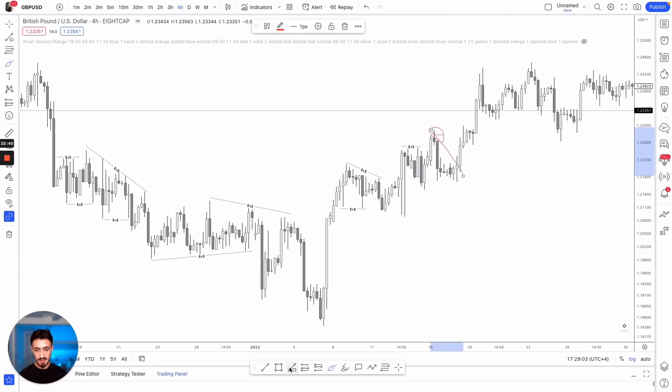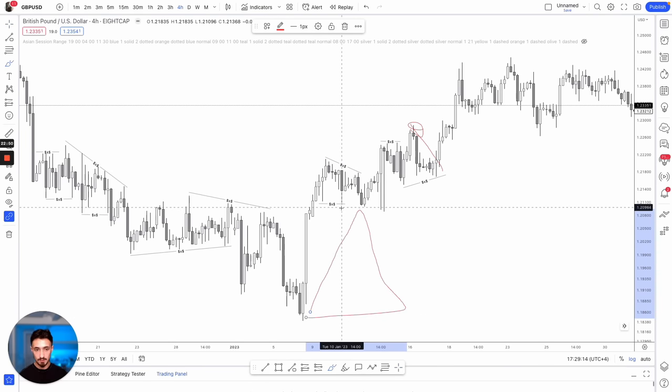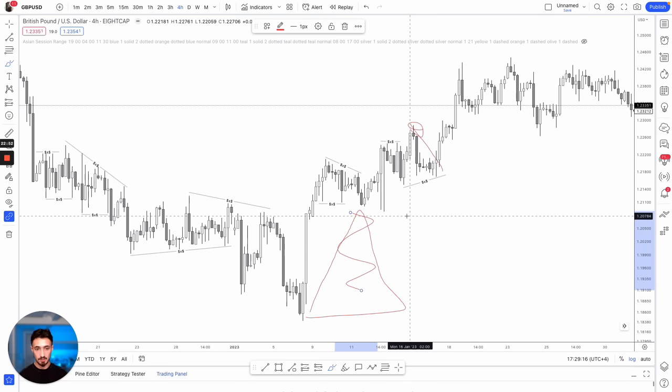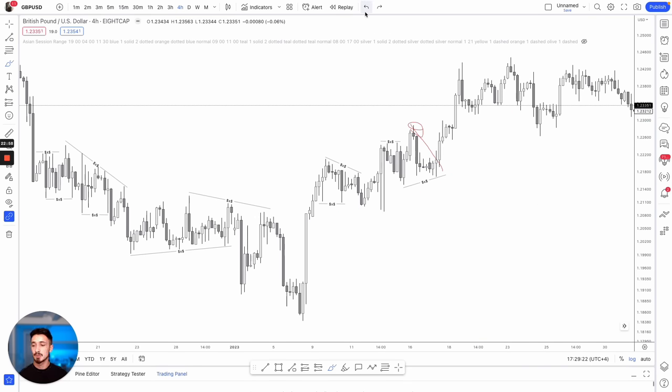Then price creates this liquidity, doesn't yet run it. Again, we also have this kind of liquidity void as well. This is essentially liquidity. Higher price gets, this also becomes liquidity in terms of price needs to be rebalanced. There's a purpose for price to come down there.